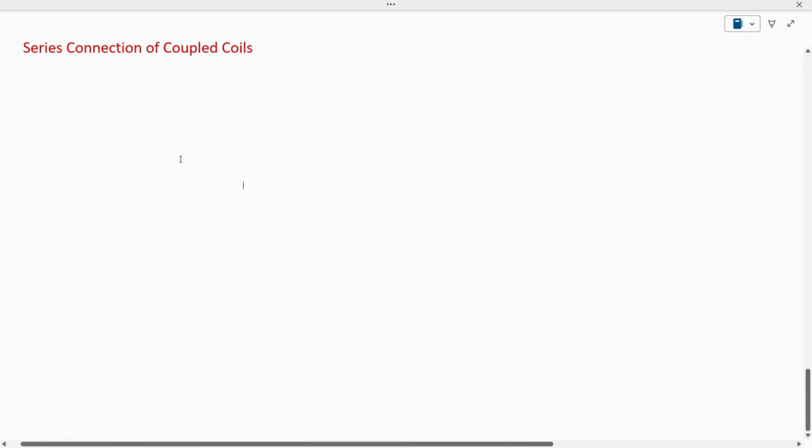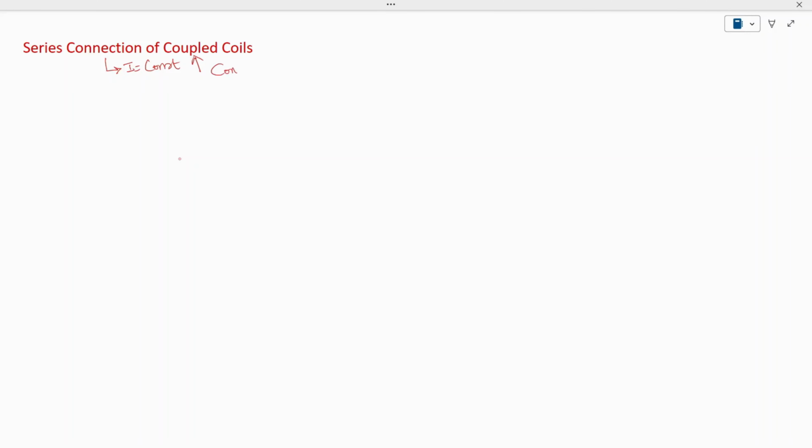Today we are going to discuss the series connection of coupled coils. So what is the meaning of series connection? In a series connection, you can understand that the current is constant in the coupled coils. The meaning of coupled is that these coils are connected together. If two coils are connected together, then they are called coupled coils.